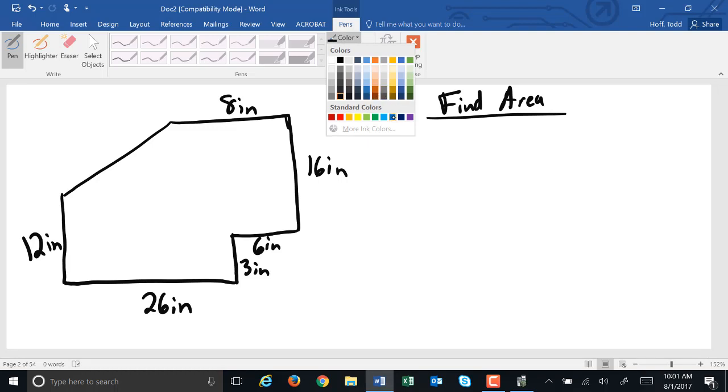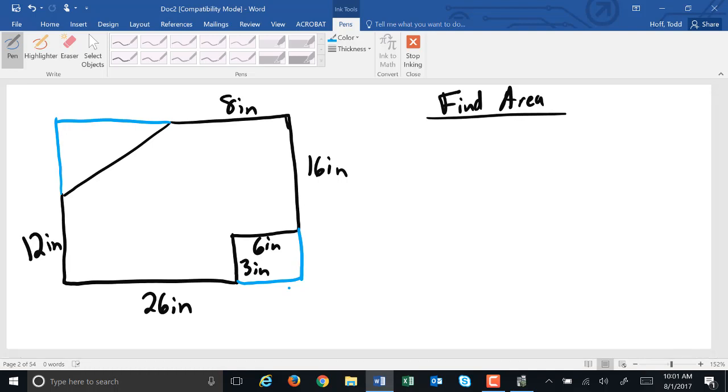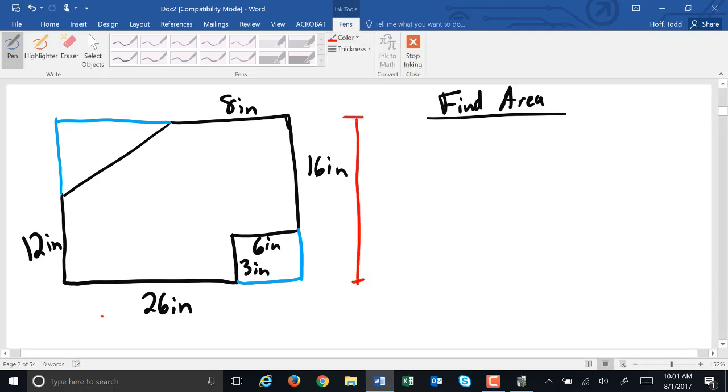Now remember, there are two methods, two strategies for finding the area. One is to divide it up into smaller pieces and add them together, which would work here, but would be kind of a pain. The second is to fill in missing pieces to make it a bigger shape, and then subtract those missing pieces back out. And here, that's the easiest way to do it. So what I need to know here, first of all, is what would the dimensions of this full rectangle be?